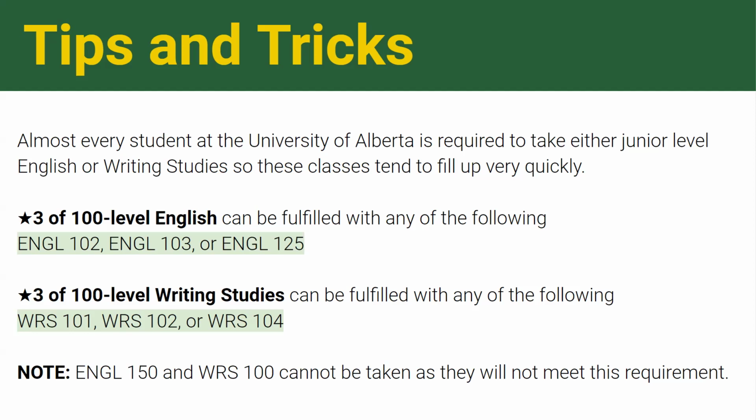Another thing to note here is that English 150 and Writers 100 cannot be taken, as they will not meet this requirement. That is because these are courses made specifically for students in other programs, and they are structured differently than the other English and Writer Studies courses that can be taken. So do not enroll in English 150 or Writers 100. I mean, you can take them, but they will not satisfy the requirement needed for the 3 credits in an English or Writer Studies class. So that is just something to be made very aware of.